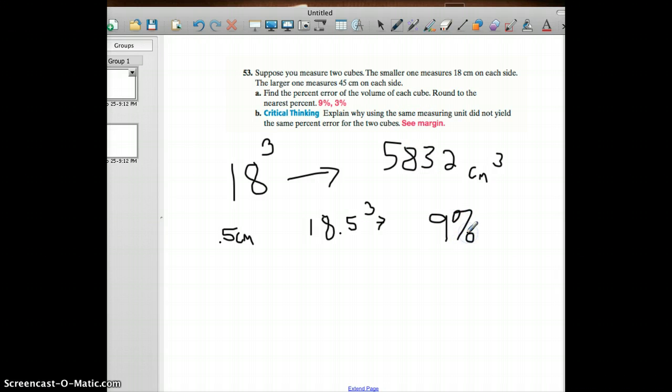Okay, so we get the 9% error for the 18-inch cube. If we go down to the 17.5, it will give us a little less than 9%. It'll give us around 8%. So we always want to take the larger to be on the safe side here. So now we look at the 45 centimeter sided cube.